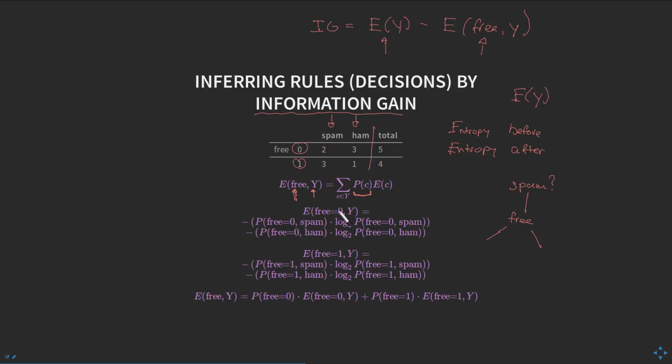So just to go through this formula to calculate the entropy of free being not in there, given the label distribution, we have this proportion here where free is 0 and spam times the same, but then the logarithm. And we do the same for when free is 0 and when the label is ham. Exactly the same here, but then for free is 1. And then when we put this all together, we want to have this weighting in here. So we do the proportion of free 0 times the entropy of free 0 given y, plus p of free is 1 times the entropy of free 1 given y.